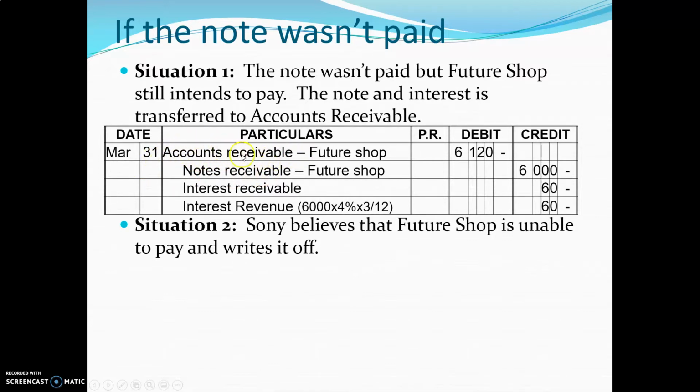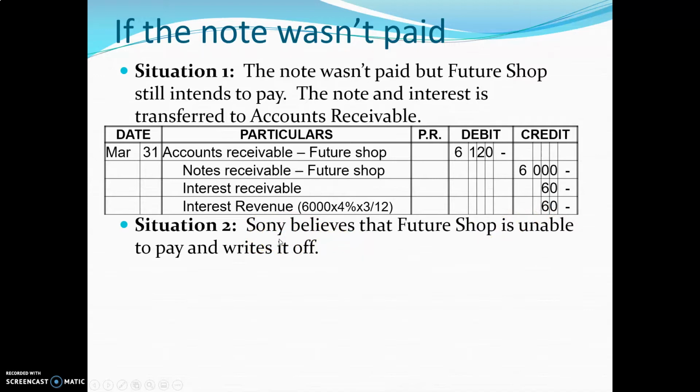Accounts receivable is going to be debited $6,120. We get rid of the notes receivable off the books, which was originally $6,000. The interest receivable, we've got to clear that off the books, and we have to account for the interest revenue. Again, $60. But now we look at situation number 2.